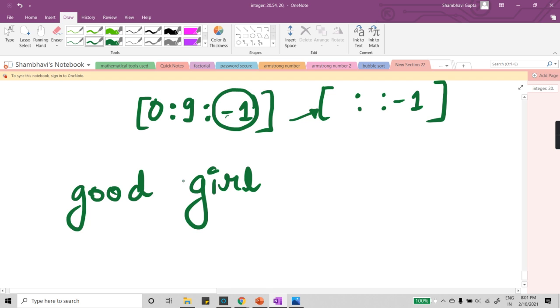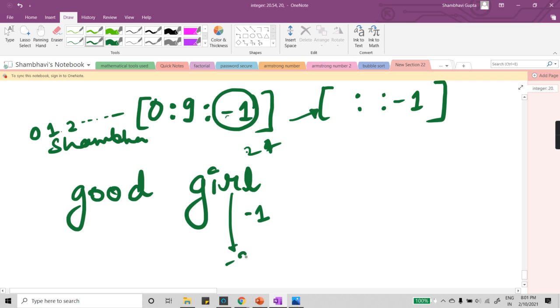Fine. So when we were writing Shambhavi, what was the case? This S had the character index 0, H had 1, A had 2, and so on, followed by this L, which had the 23rd or 24th index, something like that. Now what is the case when I want to take negative indices? The negative index starts from the very last, right? L would be minus 1, R would be minus 2, this I would be minus 3, and this G would be minus 4.